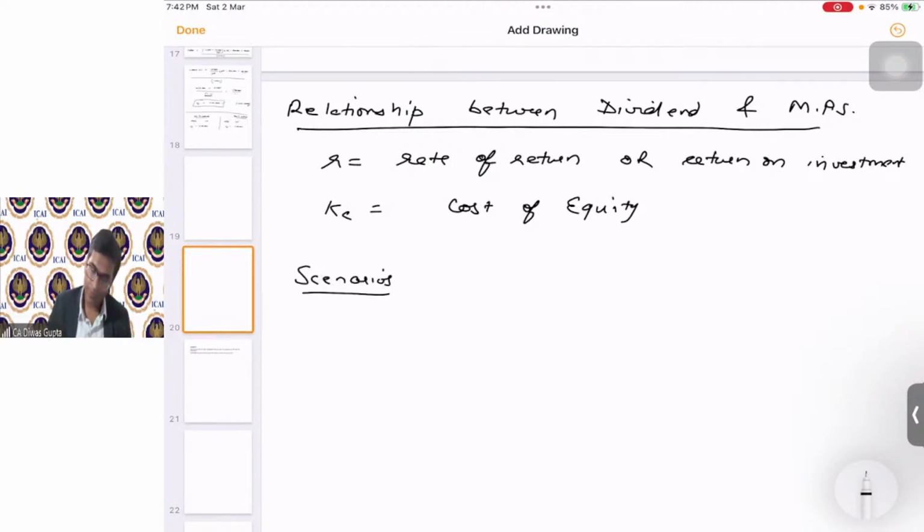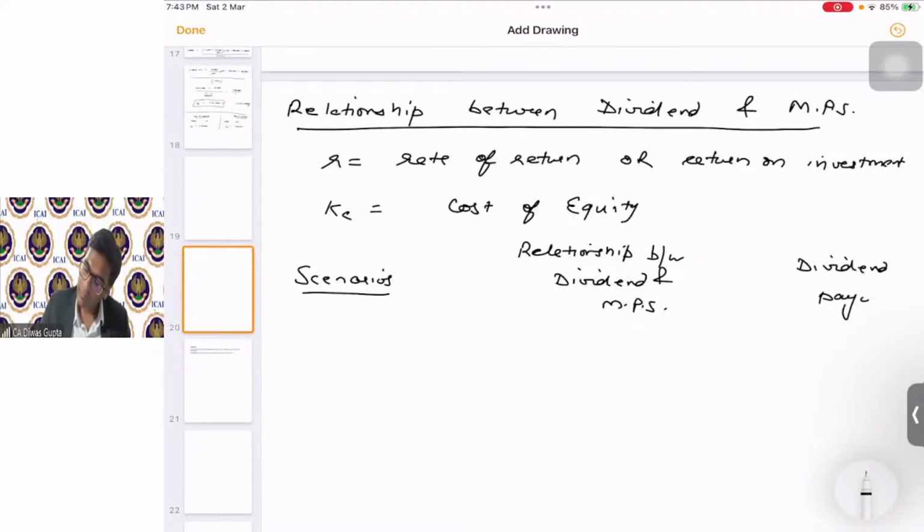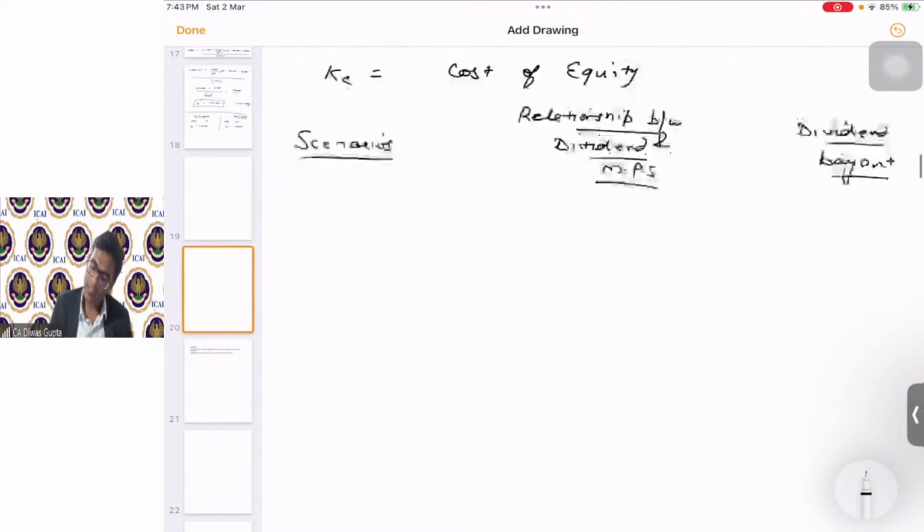Scenarios. Relationship between dividend and market price per share, and finally dividend payout. So let's come to the scenarios.